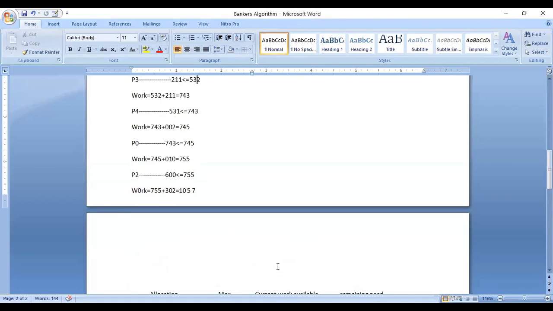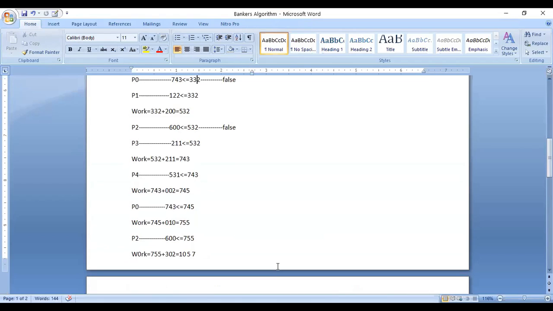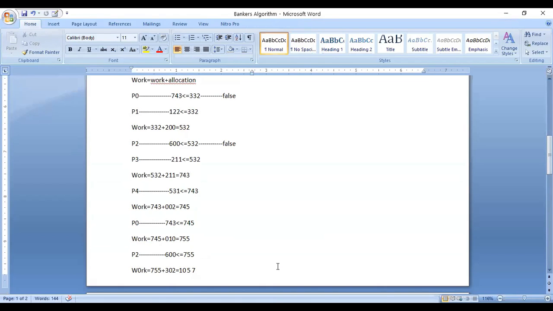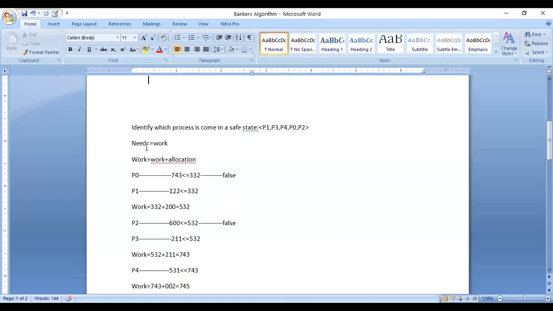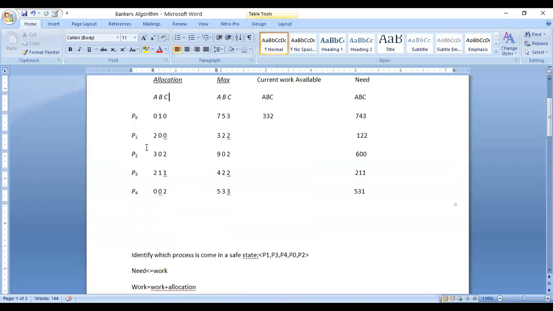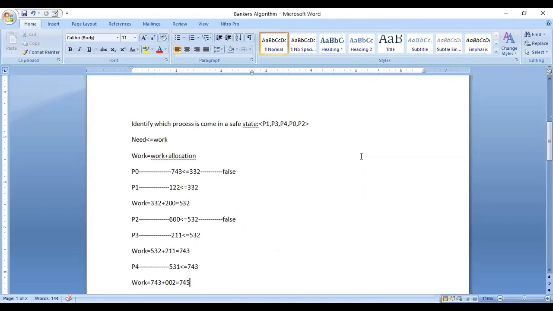So next, P1 is executed. Next, P2. What is P2's need of resources? 600. But currently available resources are 532.